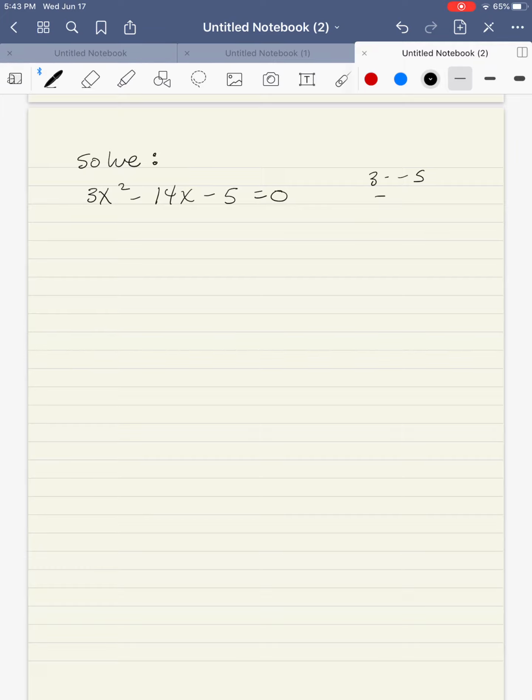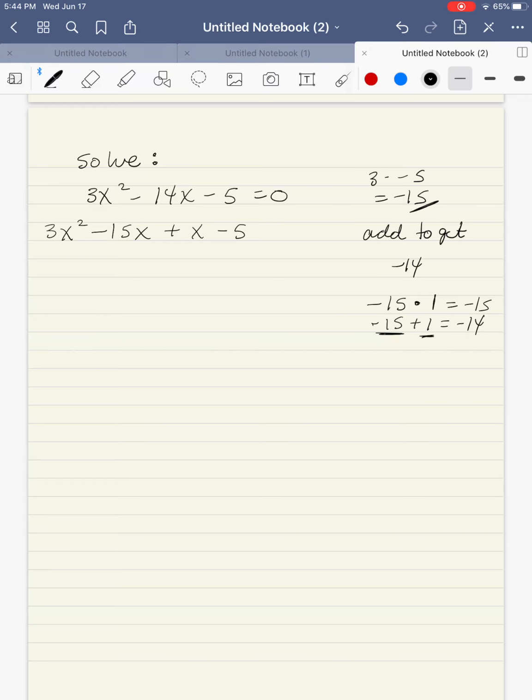All right, so we're using the AC method, so we multiply 3 times -5. So we're looking for two numbers that multiply to give me -15 and add to get -14. And we see that those two numbers are -15 and +1. So negative 15 and 1 are our two coefficients of x, so we rewrite this. And if you put plus 1x minus 15x minus 5, that's perfectly fine.